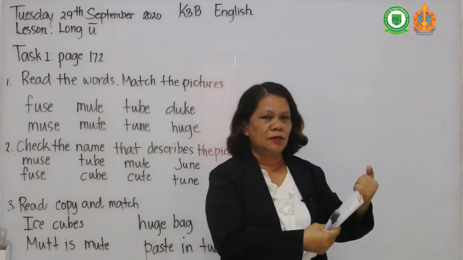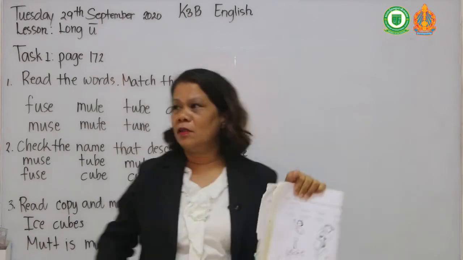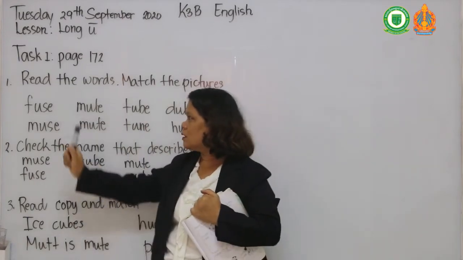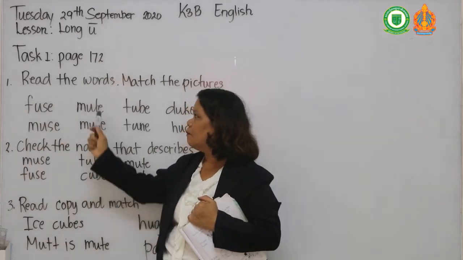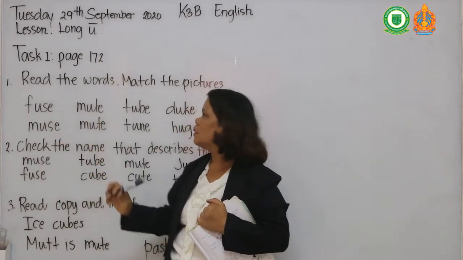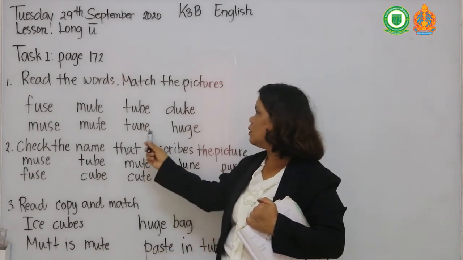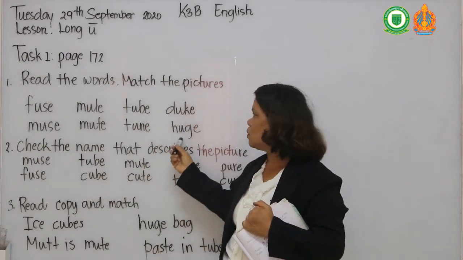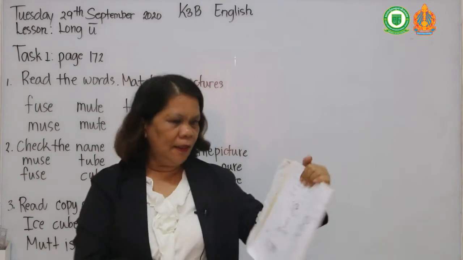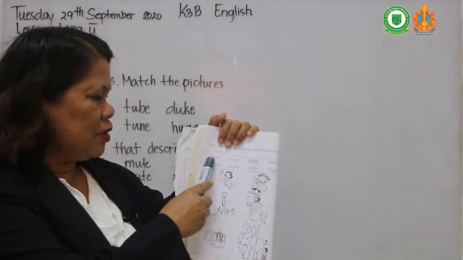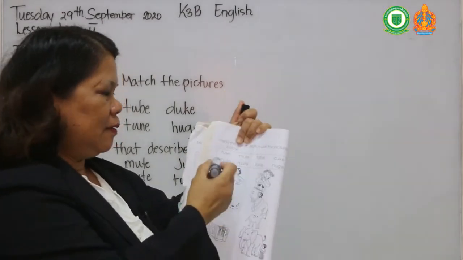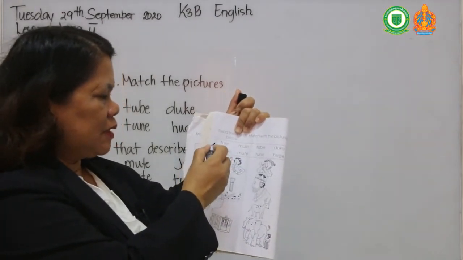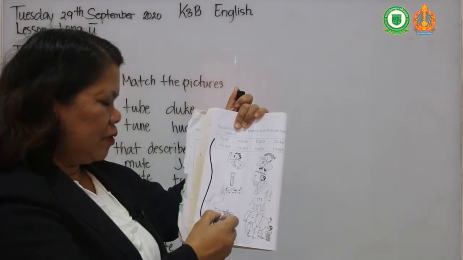First, you're going to read the word here on your book. Fuse. What is a fuse? Muse. Mule. Mute. Tube, tune, duke, and huge. Okay? So in here, for the fuse, for example, this is a fuse. You're going to draw a line from the word fuse down to the picture of a fuse.